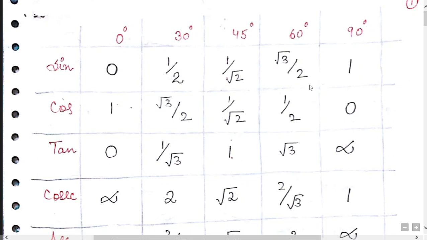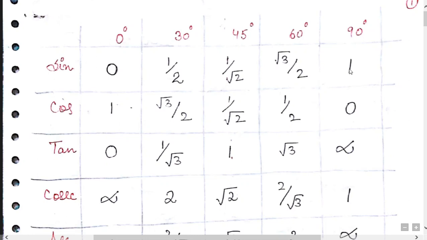And maybe some of the teachers explained in this way. You can write 0 divided by 4, that is 0, after that 1 divided by 4, 2 divided by 4, 3 divided by 4, 4 divided by 4. Then take the square root of all the values. 0 over 4 square root, it's 0. 1 over 4 square root, this value is 1 over 2. Then 2 over 4 can be written as 1 over 2, then 1 over 2 square root. Similarly, square root 3 over 2 and 1.